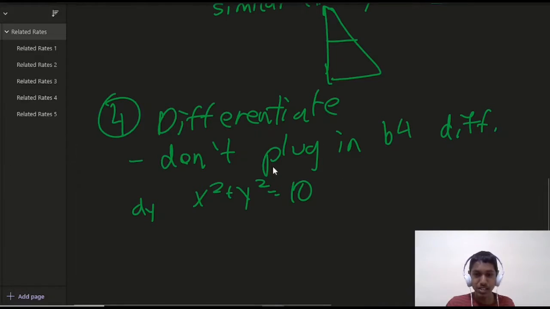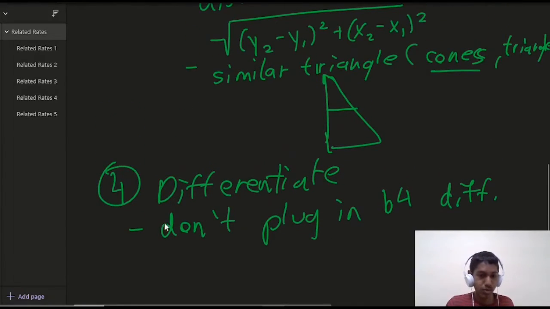So basically, don't plug in before you differentiate, unless of course it's a constant value, in which case it's okay to plug in before differentiating.